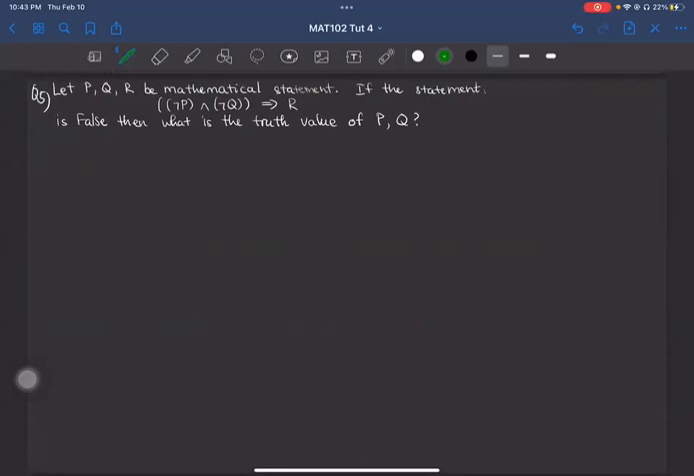So let's move to question 5. Again, you can pause and think about this question. You can draw a truth table. It is not wrong, but I would say it is not the most efficient solution here. So please think about that.